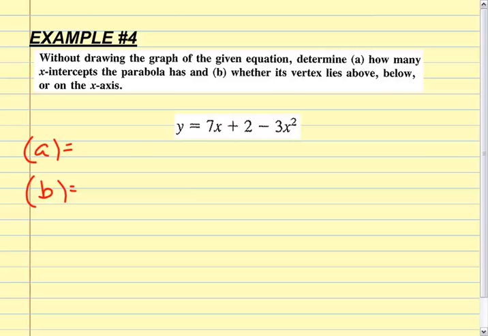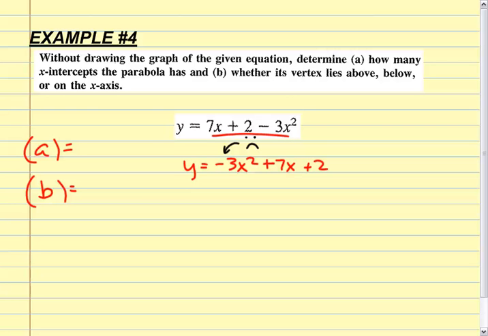Okay, well, first thing I got to do is get this in the right order. Y is equal to negative 3x squared plus 7x plus 2. Hey, look, this one is negative. That means it's going to be a frowny face, isn't it?